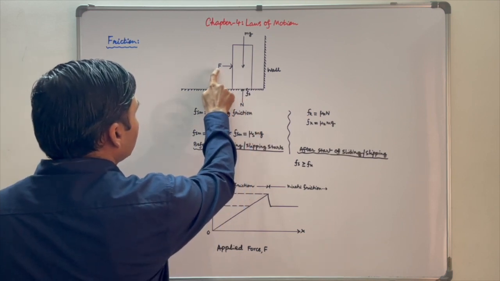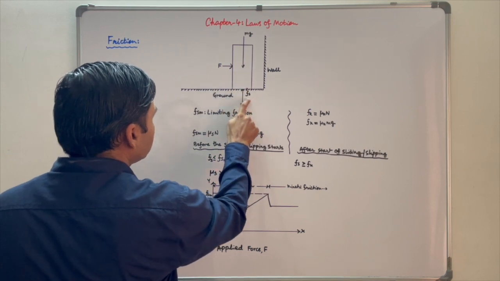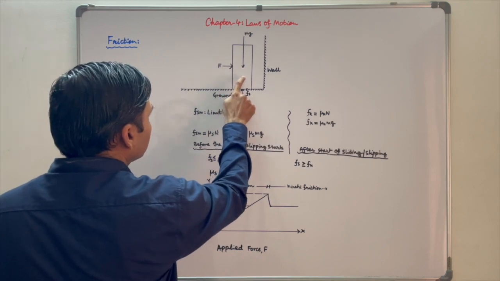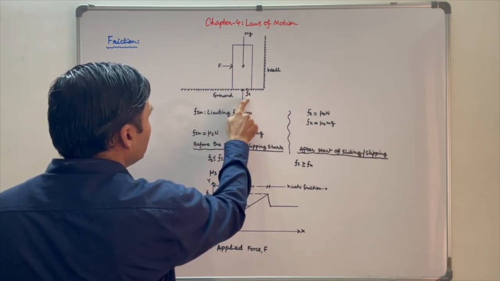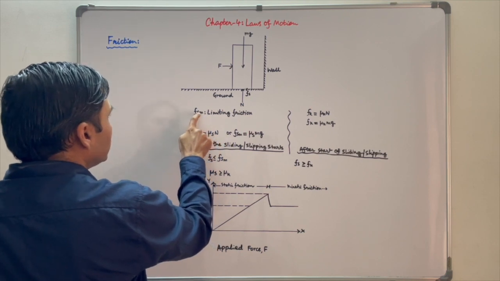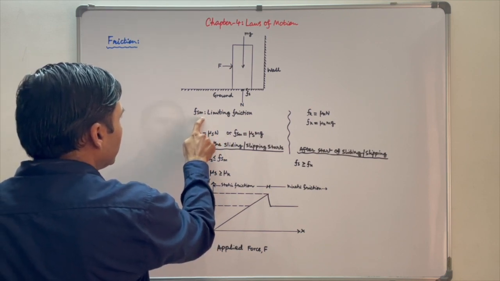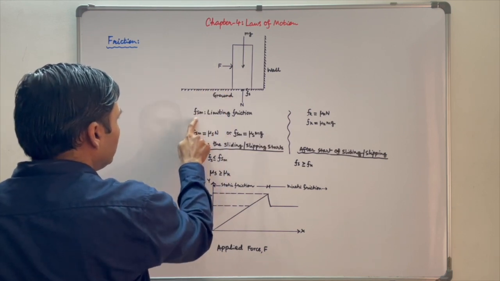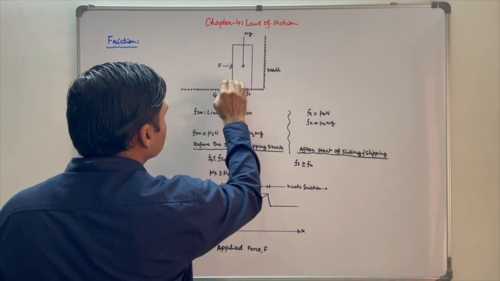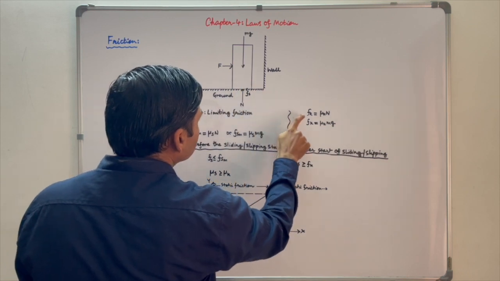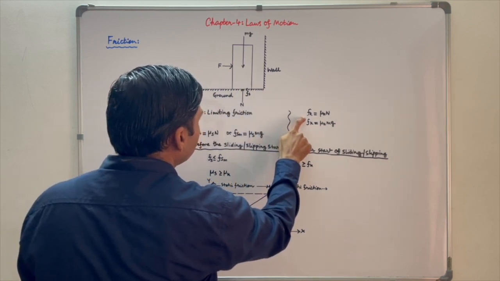Suppose F is increased and still the object doesn't move, then Fs is increased. If F is increased further and still the object doesn't move, that means Fs is increased further. But there is a limit to which Fs is increased. Beyond that, it cannot. That limit is called limiting friction. It is represented by Fsm, that means maximum static friction. If the value of applied force is more than limiting friction, then this object starts sliding. When the object starts sliding, the friction force is called kinetic friction. It is represented by Fk.